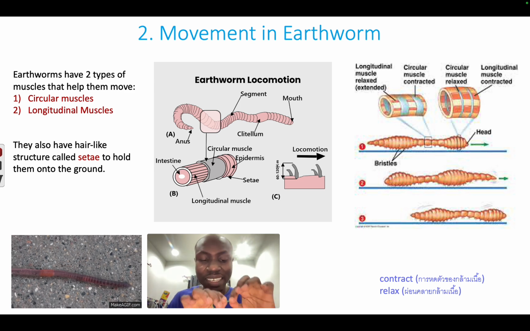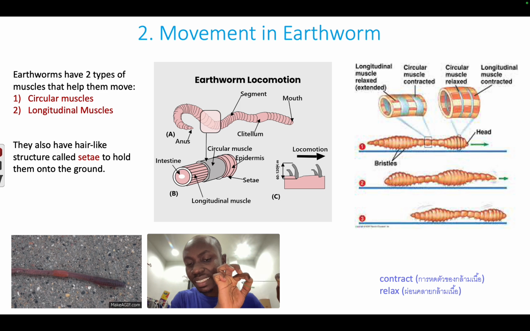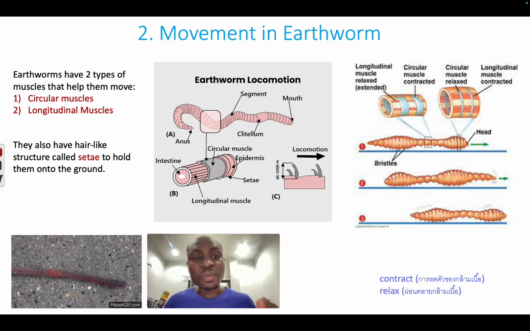and repeat. Circular muscle contracts, longitudinal muscle contracts. Okay, when the circular muscle contracts, the longitudinal will relax, and when the longitudinal muscle relaxes, the circular muscle will contract. So they always switch.